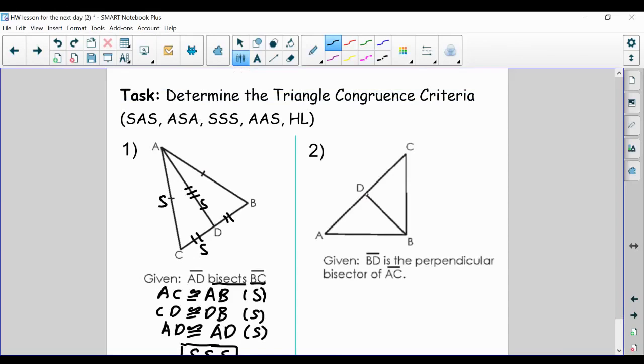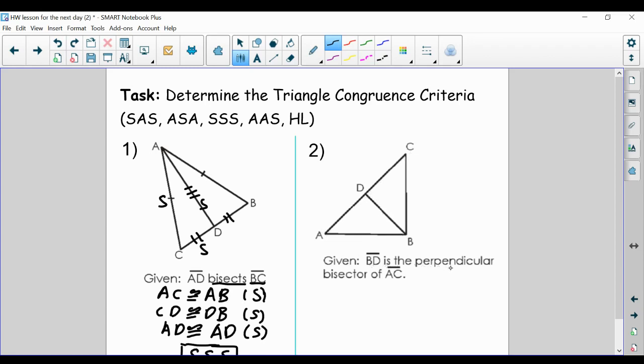Okay, number two. For number two, we're going to prove that these two triangles are congruent. Triangle ABD is congruent with triangle CBD. When you're reading the letters, each of them has to correspond to each other. A and C correspond, B corresponds to B, and D corresponds to D. So when you say it, it should be triangle ABD is congruent with triangle CBD.